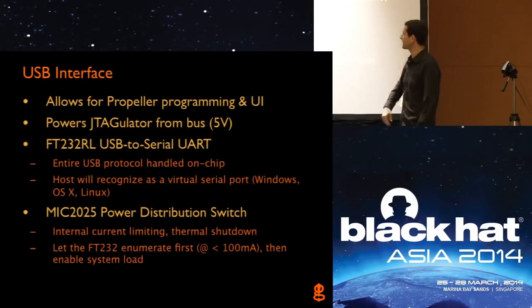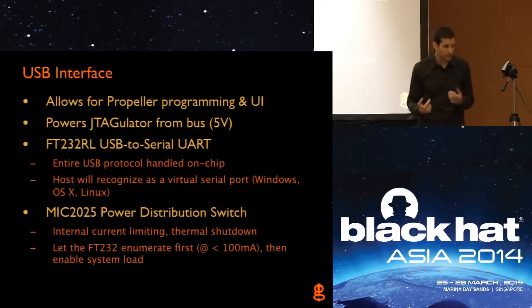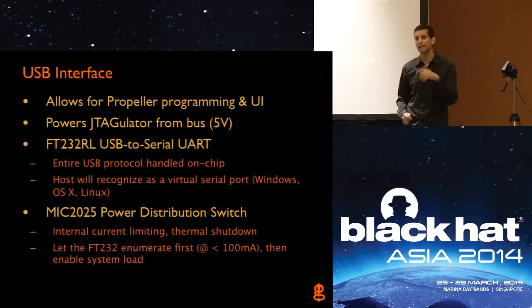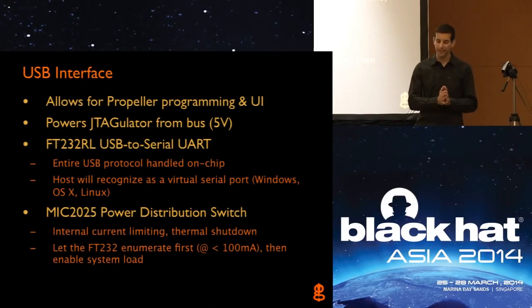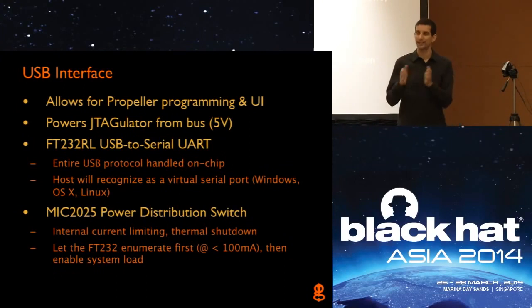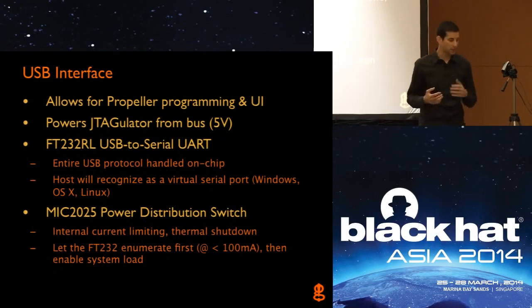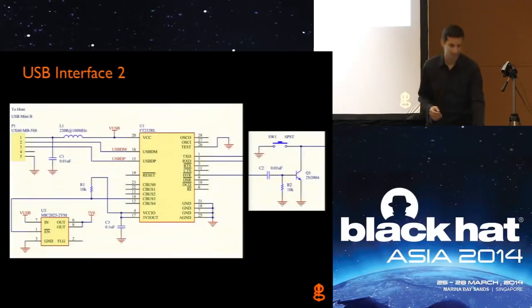So we're using a Micrel MIC2025 power distribution switch, which basically, what we're doing is disconnecting most of the circuit from the system, and when you plug in the JTAGulator, only the FTDI part gets powered up. So the enumeration happens properly with the target, and then once it's enumerated and the FTDI part says, I need 500 milliamps, then the PC will give you that current, or at least allow that amount of current to be drawn, and then it will enable the rest of the system.